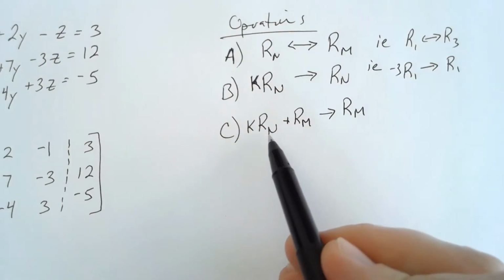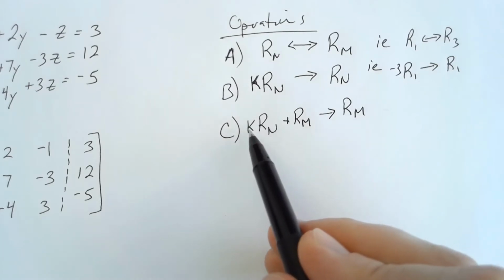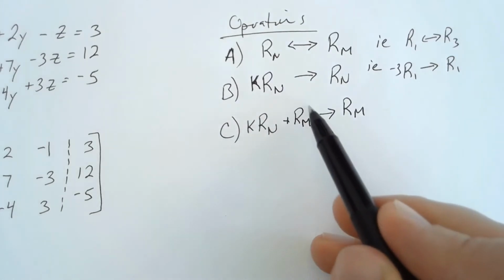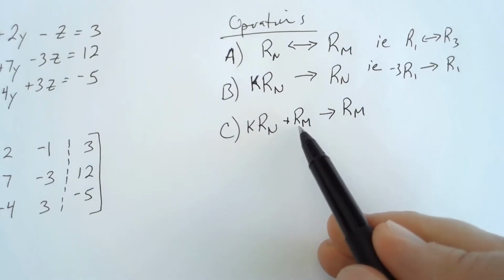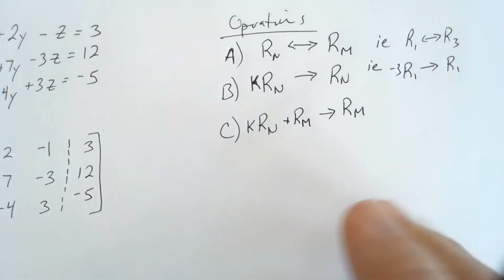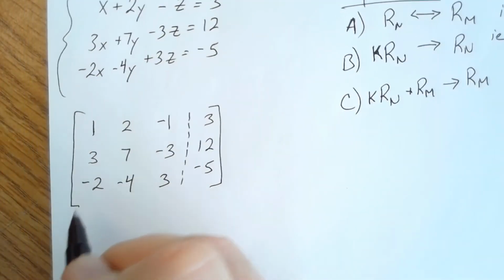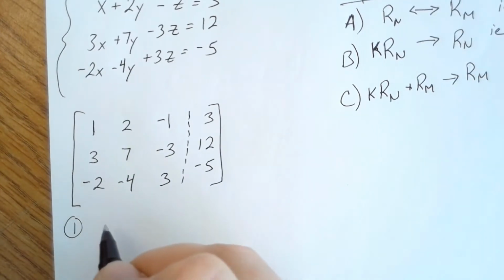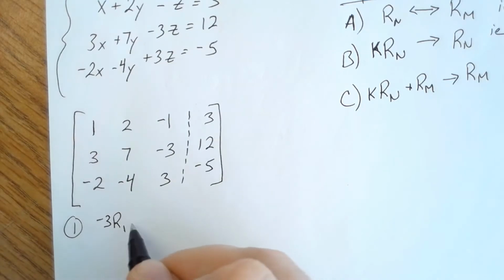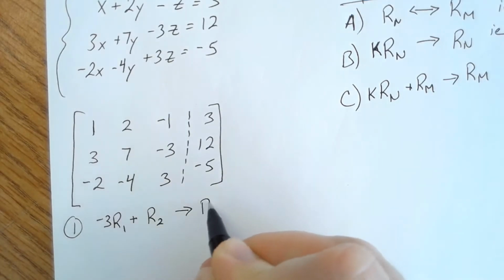I am temporarily modifying R sub n by multiplying it by k. I'm temporarily taking that thing, I'm going to add it to row M, but that's when I'm going to forcibly replace permanently row M. So in this case, maybe something I could do here, and I'm going to go ahead and actually show this operation. My operation number 1 is me taking row number 1, multiplying it by a -3, adding it to row number 2, and storing that back in row number 2.